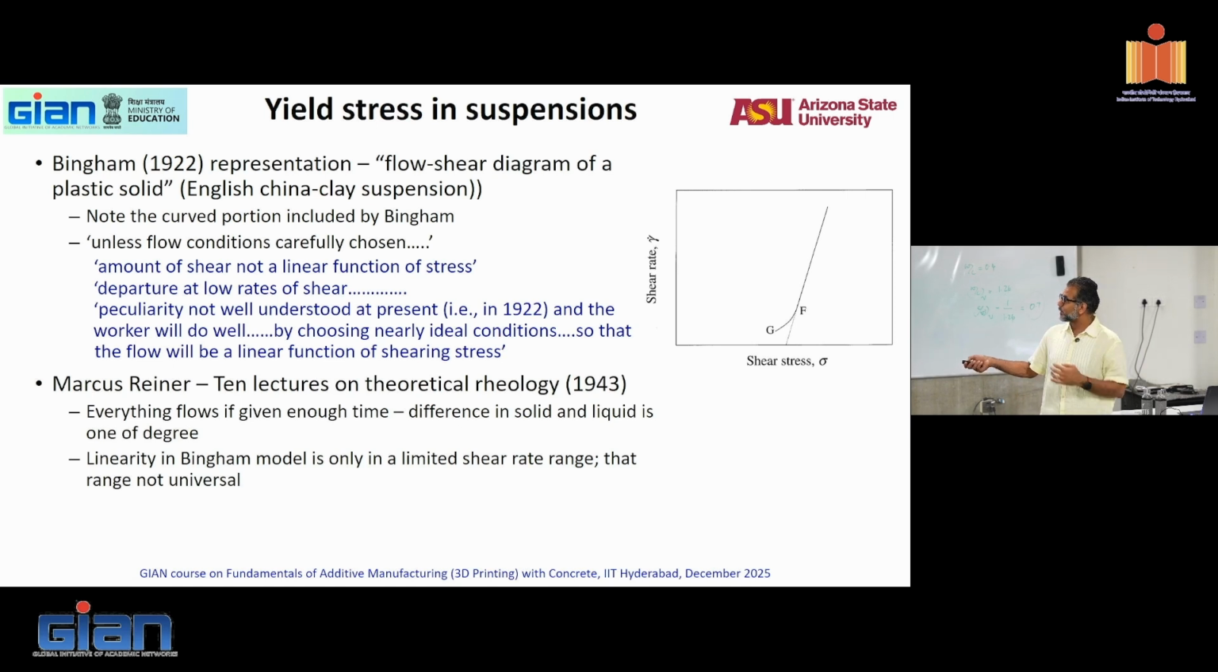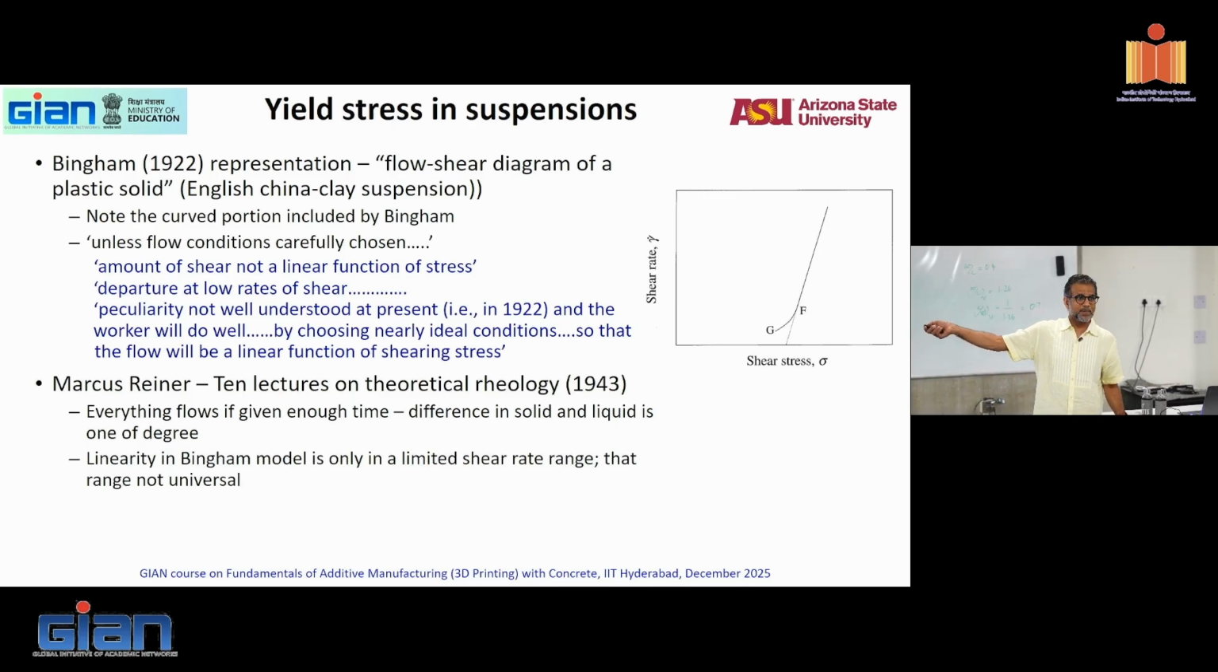And the worker will do well by choosing nearly ideal conditions so that the flow will be a linear function of shearing stress. We kind of do that. Every time you do rheology, you'll say, oh, measure from a shear rate of 5 to 100 or 10 to 100 or something to keep in that linear regime. But you never ask the question, what happens if I depart from the linear regime?